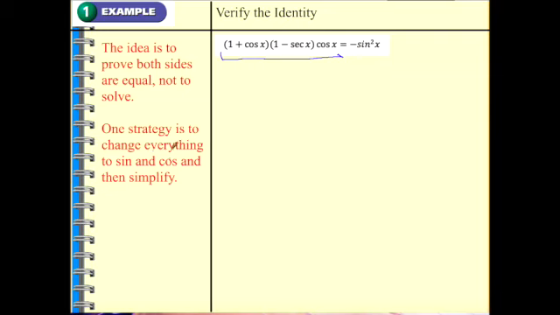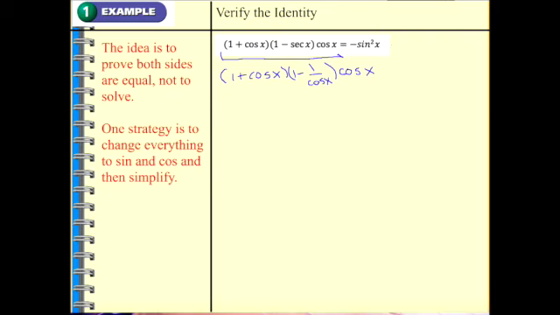I'm going to change everything into sines and cosines, which isn't going to be too hard since we only have one thing that's not actually a sine or a cosine, besides the number one, I guess. So I've got 1 plus the cosine times 1 minus, now instead of secant, I'm going to write 1 divided by cosine, since secant is the reciprocal of cosine. And this whole thing is getting multiplied by cosine. Now I don't need to write equals sine squared because the whole point of this is that we're trying to show that this side does equal negative sine squared.